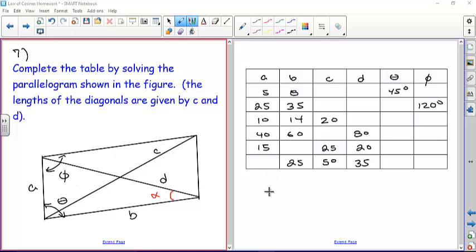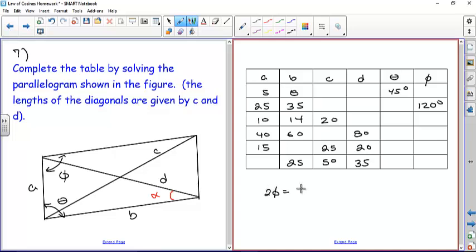And so 2 phi is going to be equal to 360 minus 2 theta, because the sum of the interior angles of a parallelogram is equal to 360, because you've really got 2 triangles. So for our case, you've got 360 minus 2 theta, which is 45. So that's 360 minus 90, which is 270. 270 divided by 2 is 135.